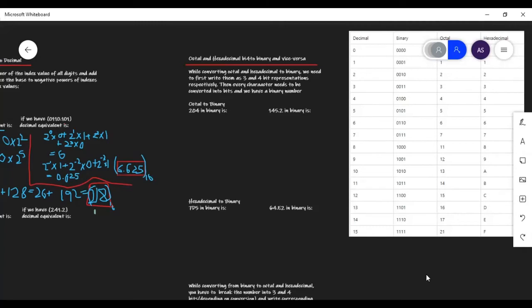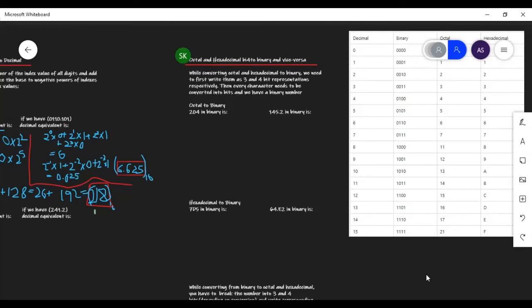Let's start with the first example. We have octal to binary, right? We have 204 in octal. We're going to split each component into the respective binary part. So 2, 0, and 4, we'll find the binary value from this table and then write those. If we look at 4, the binary value is 1, 0, 0. 0 is 0, so we add 3 zeros.